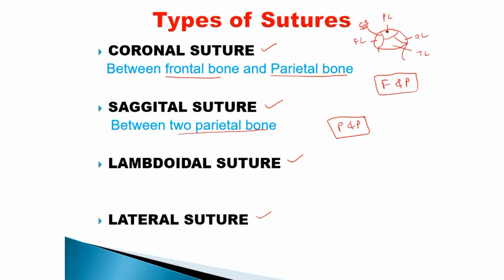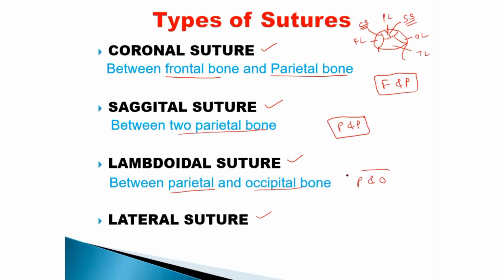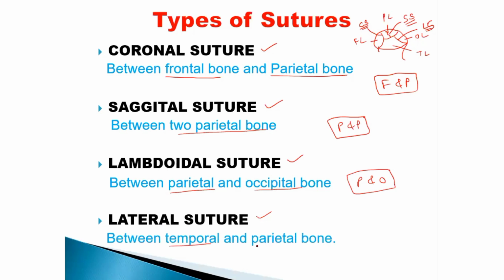So here there is a parietal which is divided into two. So it is called the sagittal suture. Lambdoidal suture is present between the parietal and the occipital bone. So between P and O, between the parietal and the occipital bone. So this suture that you can see is nothing but the lambdoidal suture. The lateral suture is present between the temporal and the parietal bone. So this is the temporal and the parietal. So this suture, I can call it the lateral suture.